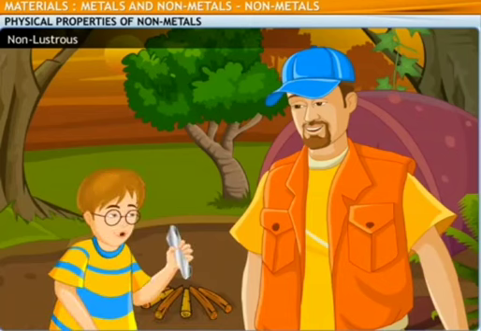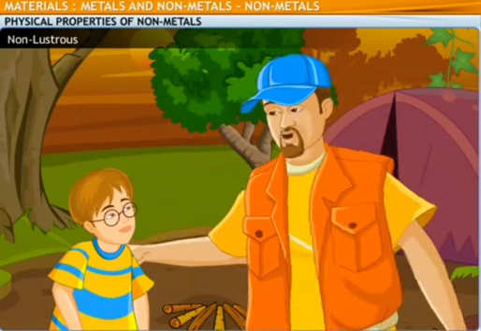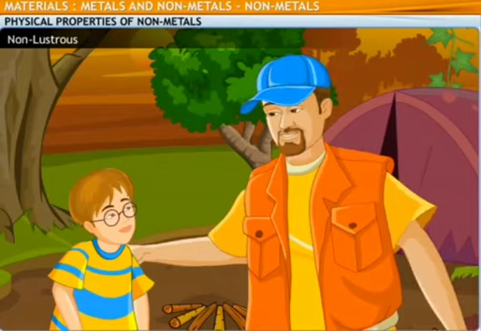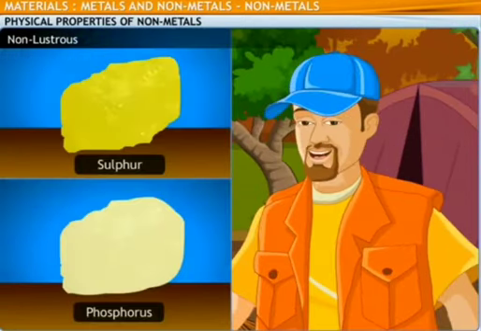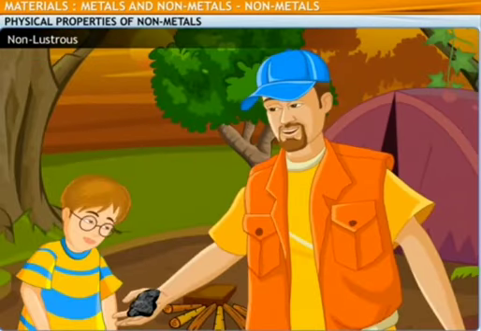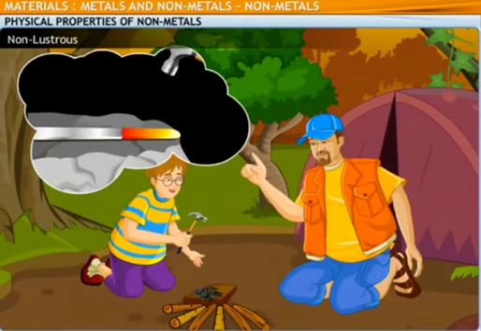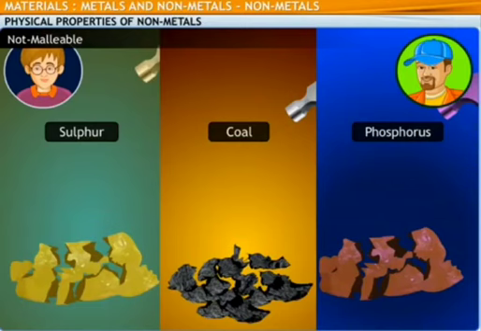Wow! The aluminium packaging is shining. Yes, but unlike metals, non-metals do not shine. They have a dull appearance. For example, the surface of sulfur and phosphorus do not shine. Try to break this piece of charcoal into smaller pieces. I did. Do you remember the blacksmith near our home hammering red-hot pieces of metal into flat tools? Metals can be hammered into sheets, but non-metals break into pieces when hammered.